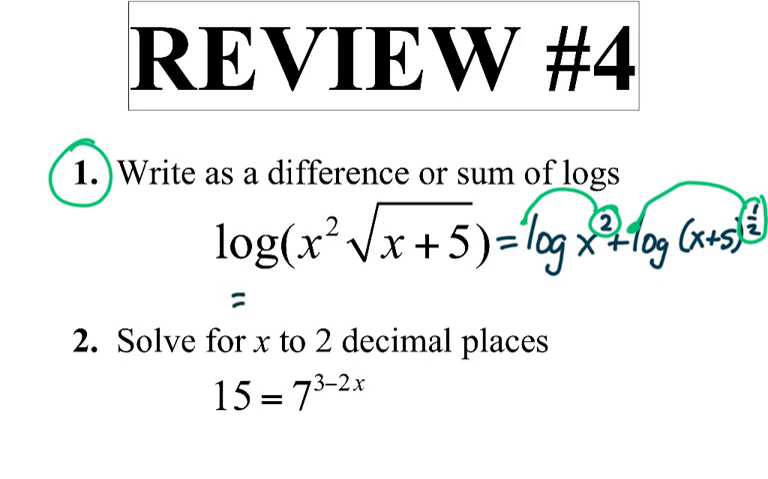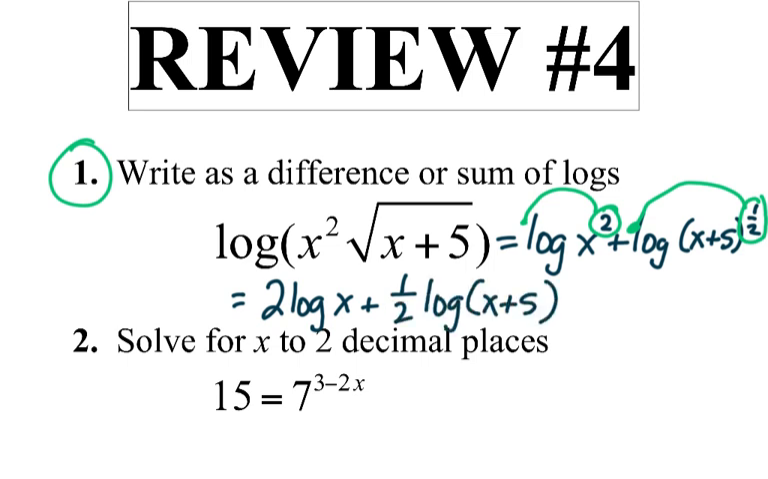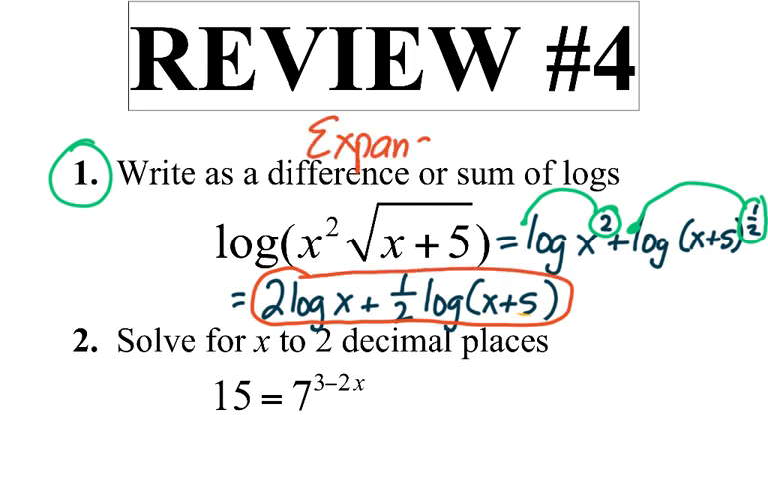So here's what we got, folks. We have 2 log of x plus 1/2 log of x plus 5. This x plus 5 here, I feel like I could do something with it, but there's no log law for that. It has to be either multiplication or division, and it's just addition. We don't have a log law for that. So believe it or not, we are done. There you go. That's, again, either expand the log expression or write as a sum or difference of logs.